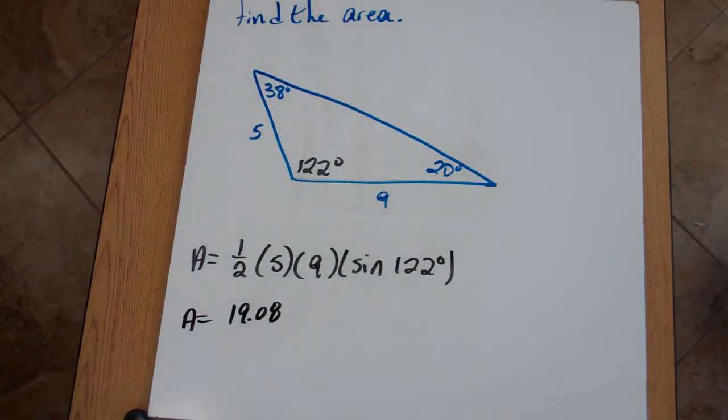19.08. All right, so our triangle here, remember, we had to find the 122 degree angle, because in order to do this problem, we had to have side, angle, side format. Okay, side, included angle, and another side format in order to do our formula. So 1/2 of 5 times 9 times the sine of 122. Punch that into your calculator. You should come up with 19.08. Okay? Now let's do one more example before we call this video done.